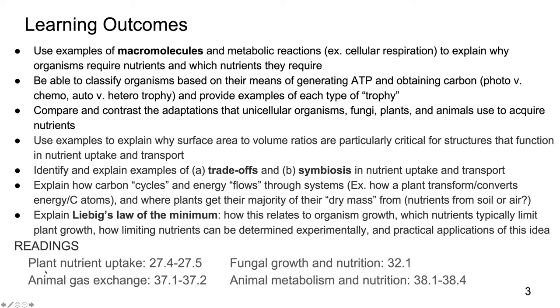And there's several readings that are associated with these learning outcomes. So we'll talk about plant and nutrient uptake in these sections, 27.4 through 27.5. You should review plant growth and nutrition in section 32.1. Animal gas exchange, so sections 37.1 to 37.2. And also animal metabolism and nutrition, so sections 38.1 through 38.4. And just to reiterate, all of these learning outcomes that I've listed right here will also be posted on the Exam 3 study guide that's posted on Canvas under the Exam 3 module.